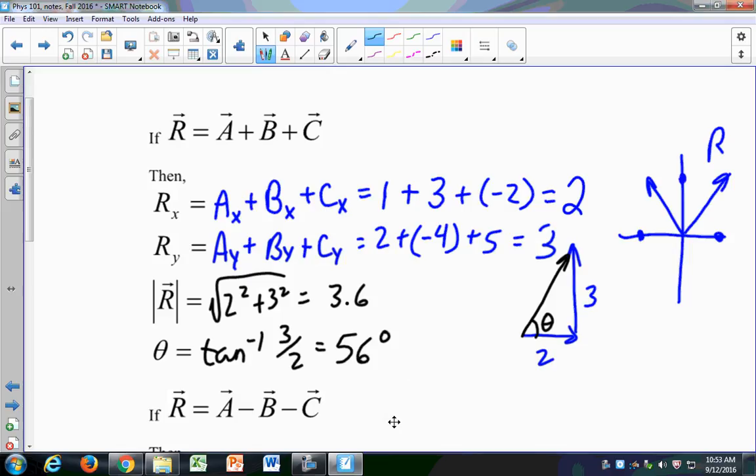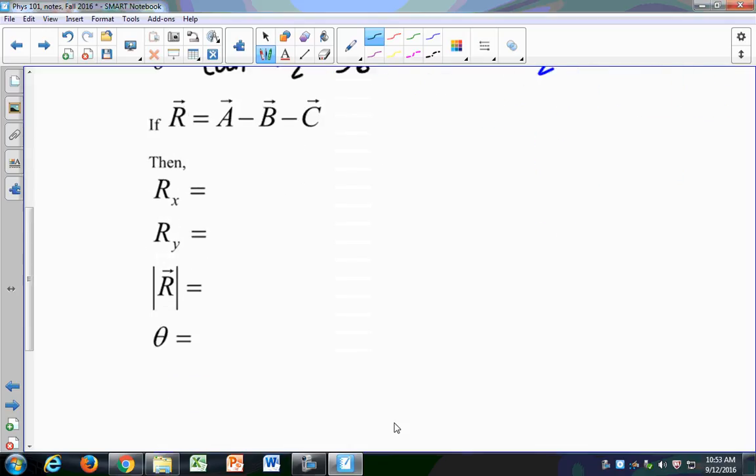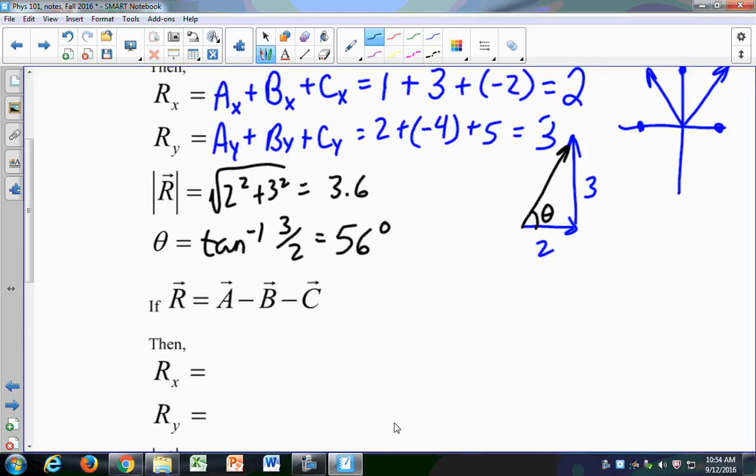All right. Now let's say instead of doing the sum of those three vectors, we wanted to do this difference, A minus B minus C. It would work out much the same way. Sorry, did I go too quickly from there? Okay, I'm sorry.